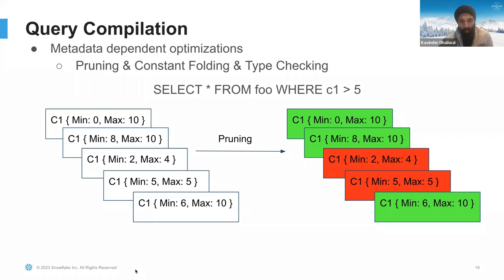So I'll talk about pruning more because I think it's a cool feature. I'll go through an example. Let's say we have a query like select star from foo where C1 is greater than 5. On the left-hand side, you have your data files for foo, and I'm showing you the min-max values for C1. As you can see, there are two files that don't fall into the range of being greater than 5.